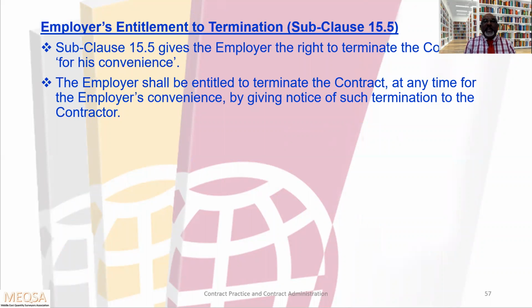Employer's entitlement to terminate, subclause 15.5. Subclause 15.5 gives the employer the right to terminate the contract for his convenience. The employer shall be entitled to terminate the contract at any time for employer's convenience by giving notice of such termination to the contractor. Basically, you have to be familiar with your contract, what is the default of contractor, default of employer. They will list the grounds, and they will mention payment after the termination.